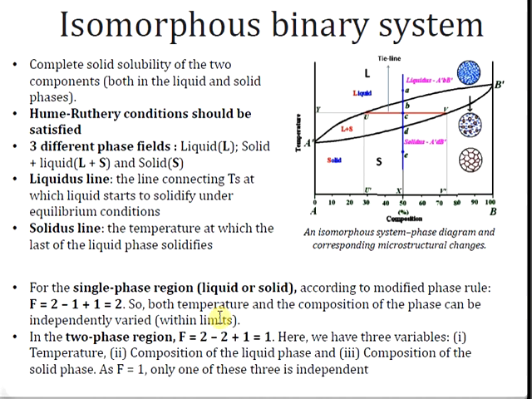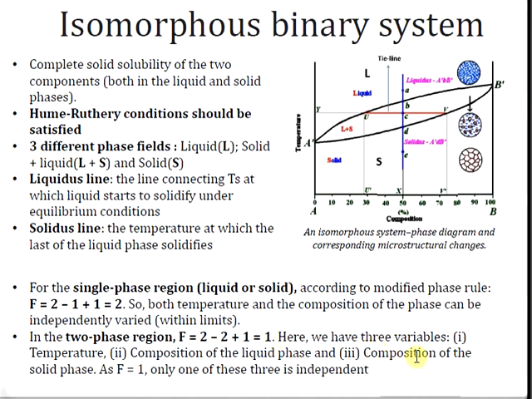That means both temperature and composition of the phase can be independently varied within the limits in a single phase region. So we can vary either temperature, or both temperature and compositions, so that still the system will be found to be in equilibrium. In a two phase region, this will be C minus 2, this will be 2, so that the degrees of freedom is limited to 1.